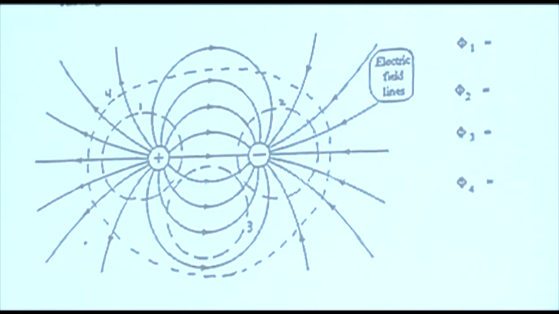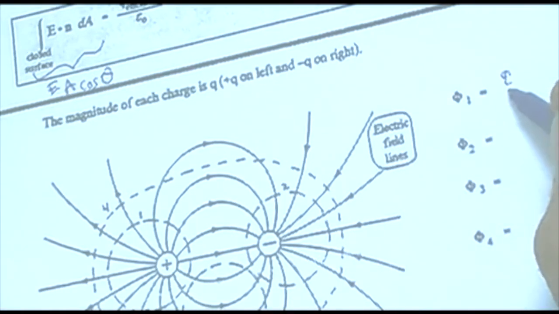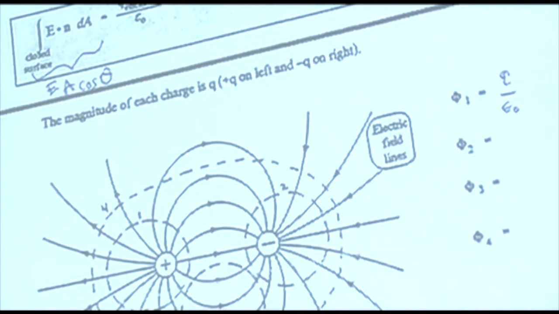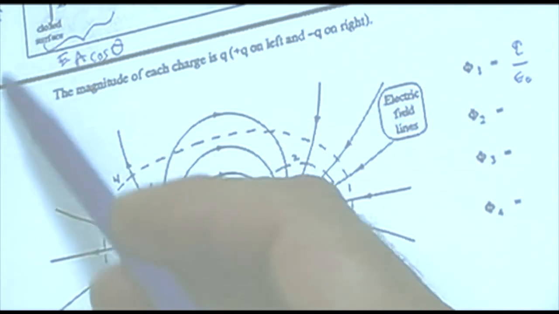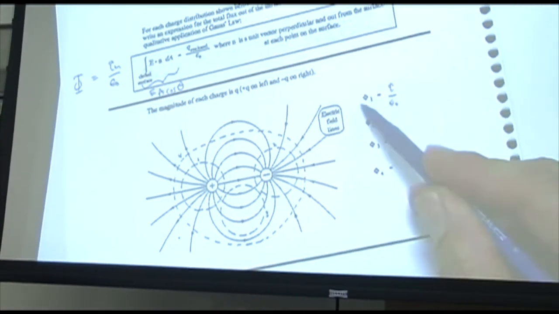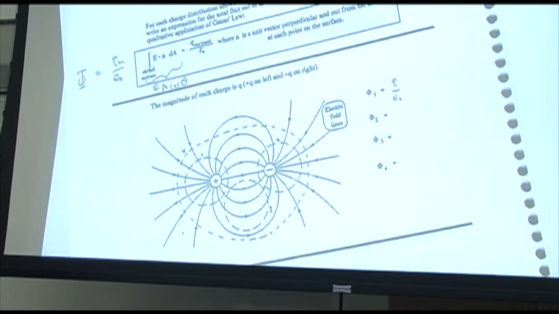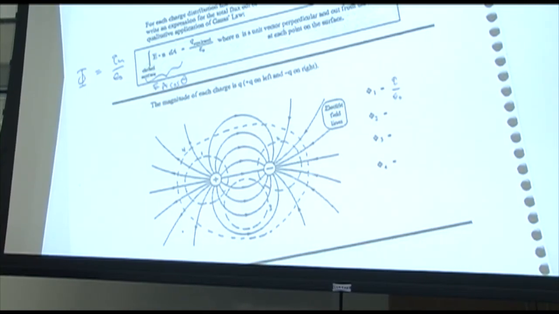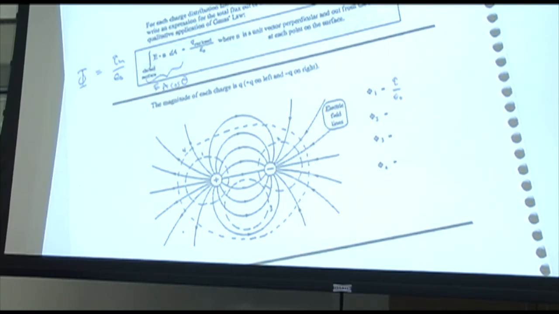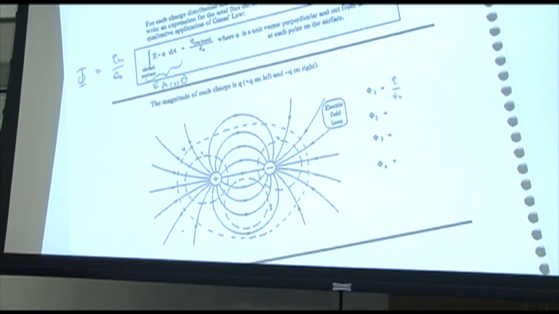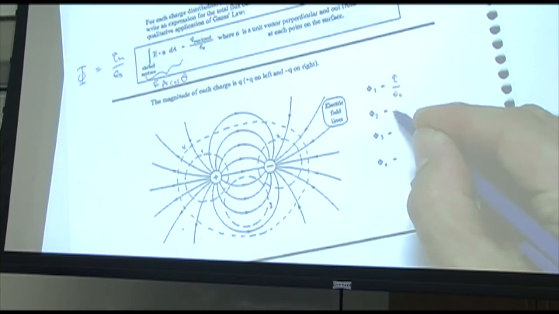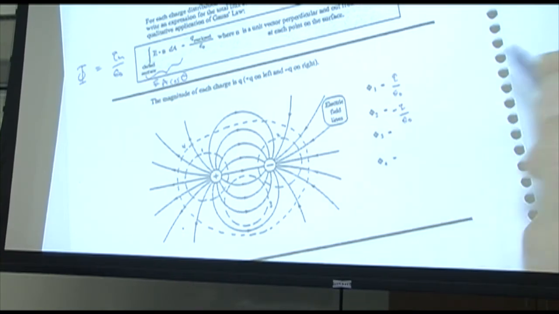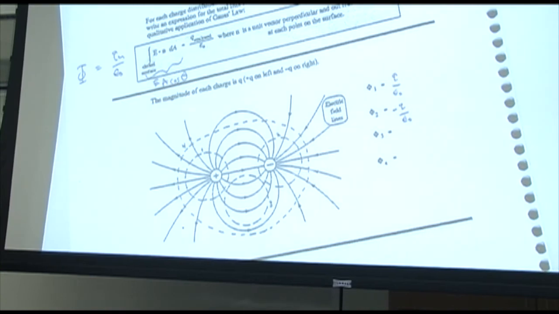It's proportional to plus Q. We want to make it an equal sign, though, so we have to put over epsilon naught, right? That constant. The flux through a closed surface is the Q inside over a constant, epsilon naught. So the flux through surface 1 is just Q over epsilon naught. It encloses a charge of 1Q, right? And through surface 2, you already said it, it's the opposite of that, right? Because this one now encloses a negative Q. So the flux through surface 2 is negative Q over epsilon naught.